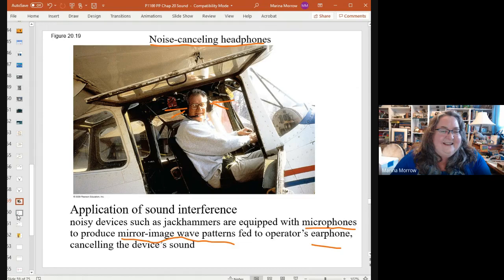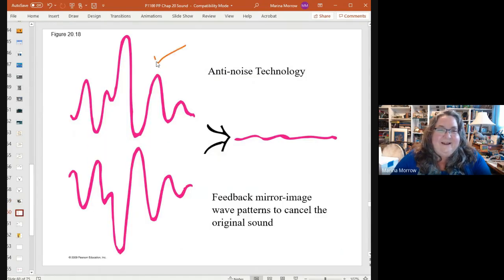So anyway, sometimes you have to cancel sound out. So there's some sound coming in, the noise, an anti-noise signal is sent, and you end up with no or very little outside noise coming through. Now, those are more expensive than just regular headphones that block sound because they do have the electronic aspect.